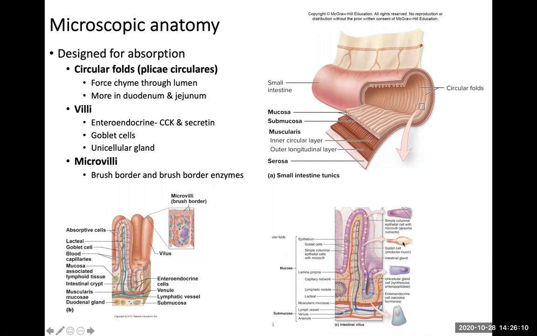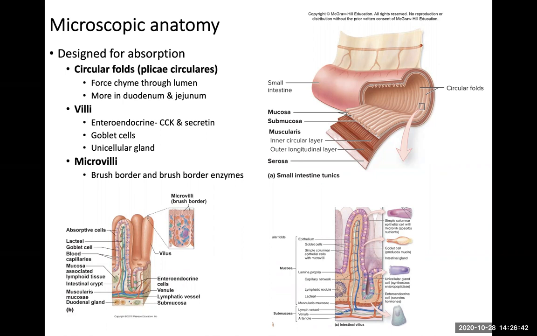So again, goblet cells make mucus. Of course, we have simple columnar epithelial tissue that lines the lumen of the small intestine, and that type of tissue is very well suited for absorption. That's because of the modifications in the plasma membrane of those cells, which are called the microvilli, which we'll talk about in a second. Goblet cells make mucus. These unicellular gland cells make enteropeptidase. And then we have the enteroendocrine cells, which secrete cholecystokinin and secretin.